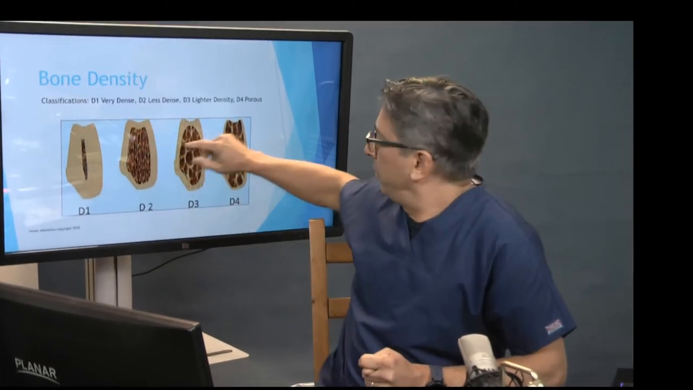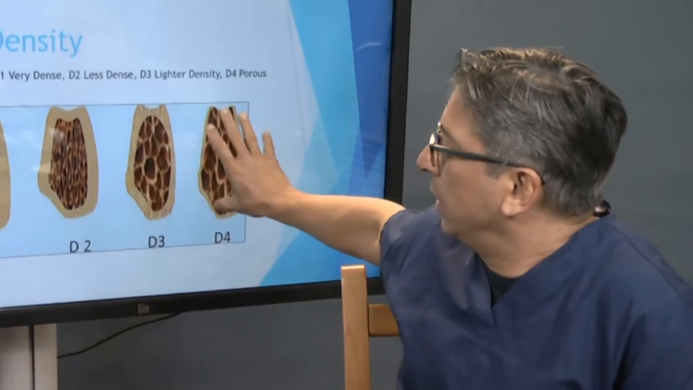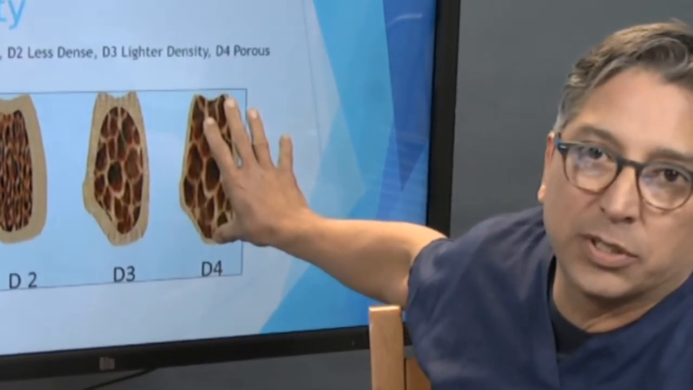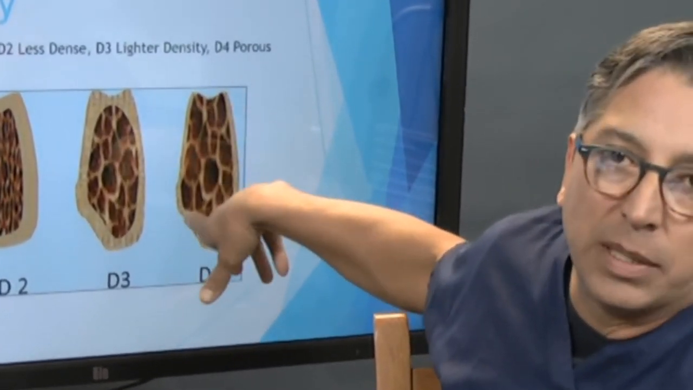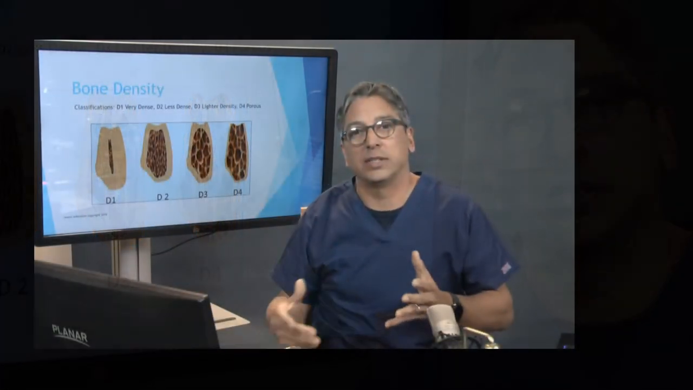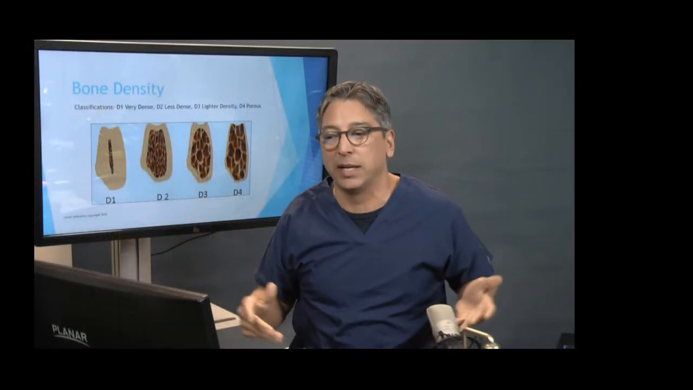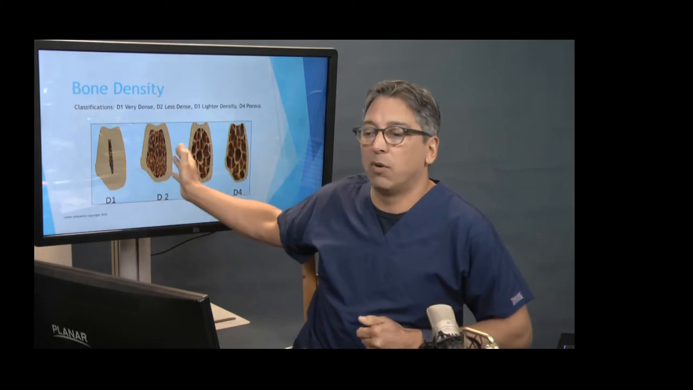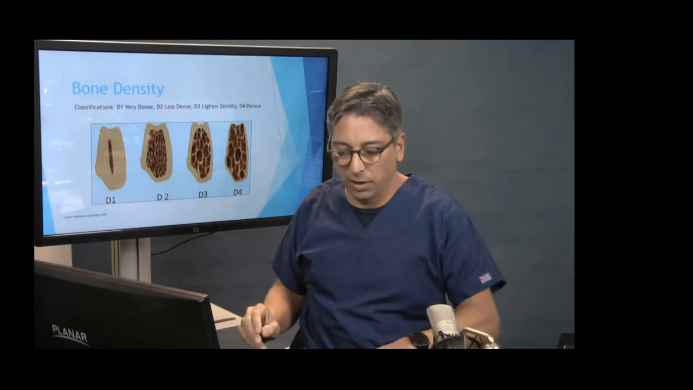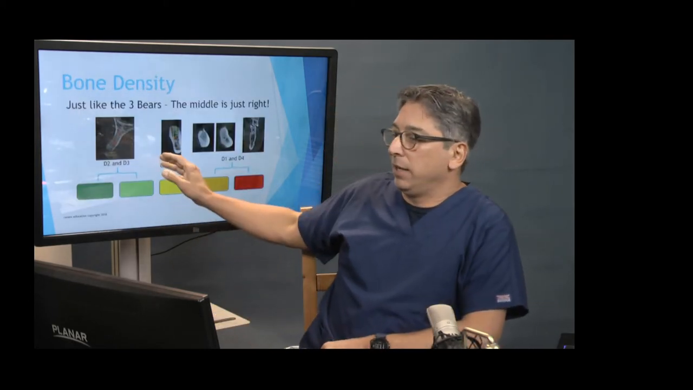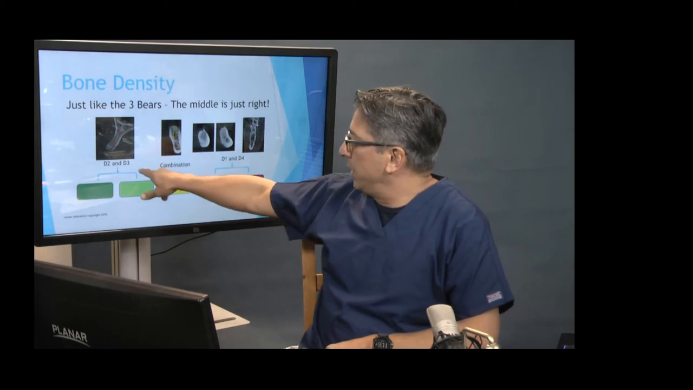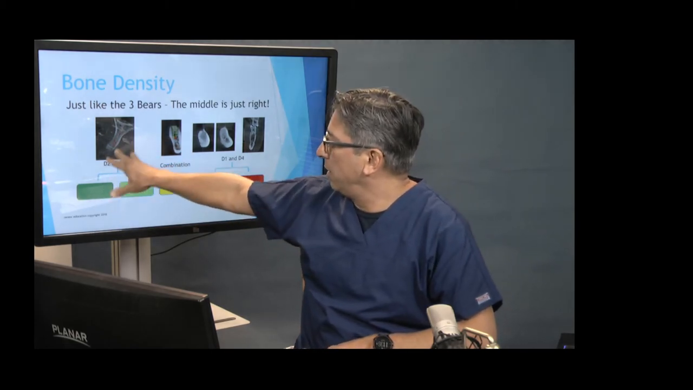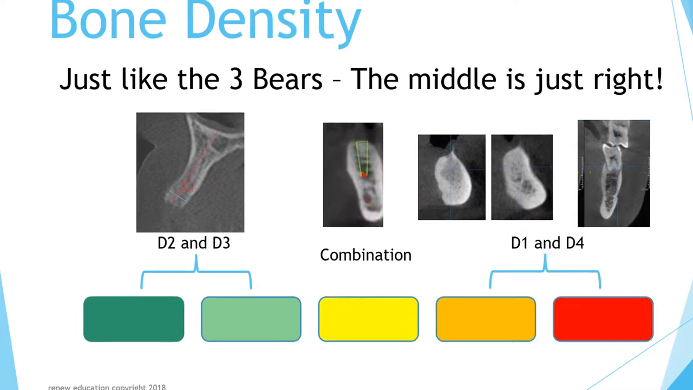Same thing with this D4 bone. It's kind of a crude picture. There's many pictures of this online if you want to look, but this D4 bone is very porous, and then you don't have any bone to even hold the implant in either. So we really want to see the sweet spot right in here, right in the D2, D3 area, and that's going to be somewhat ideal.